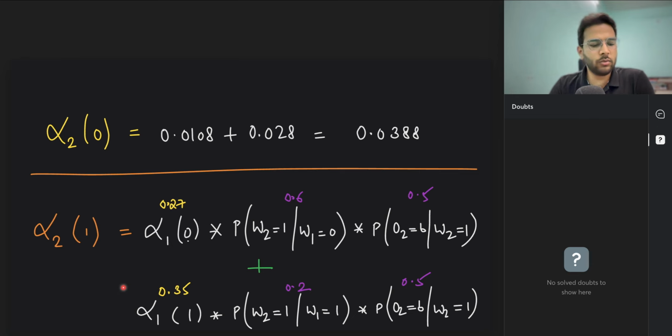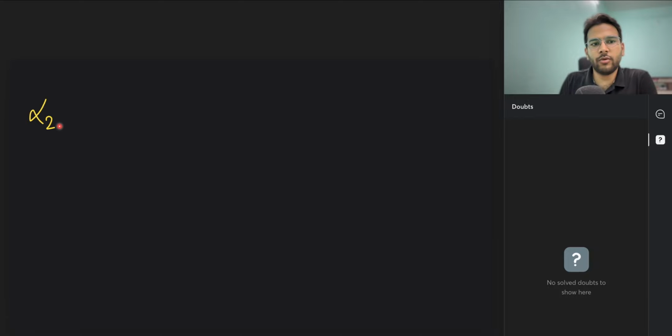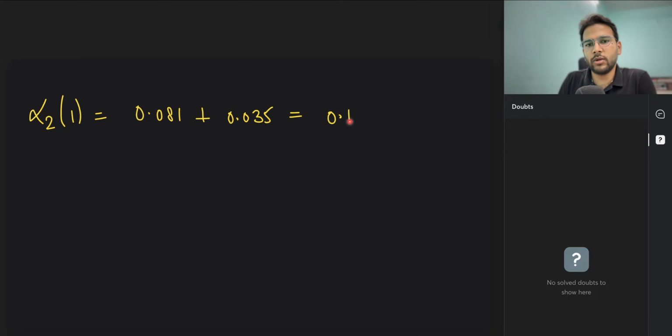After solving this question, I will let you know what questions they can ask from this single question. Actually, this single question has multiple questions in it. But before that, just try to solve this. Okay, that's nice. Let me write it here. Alpha 2 of 1 is nothing but 0.081 plus 0.035, and that is equal to 0.116.